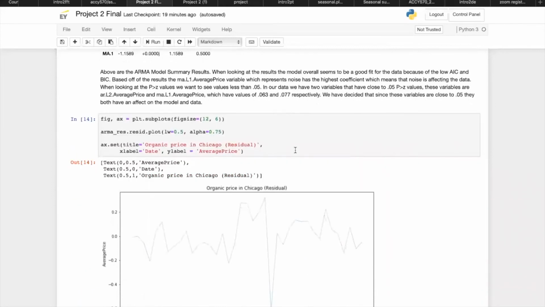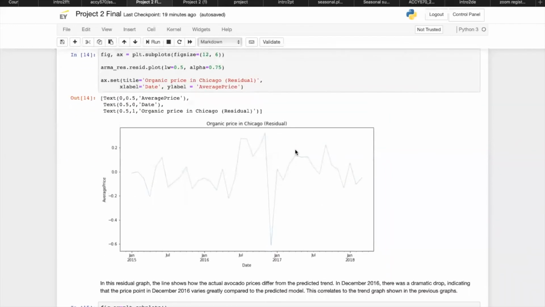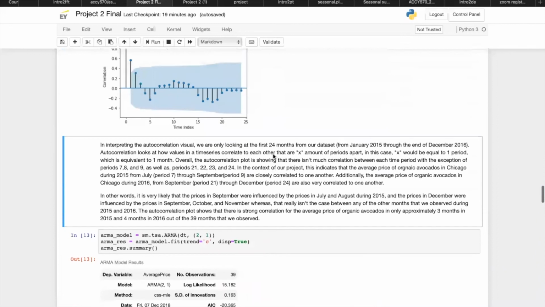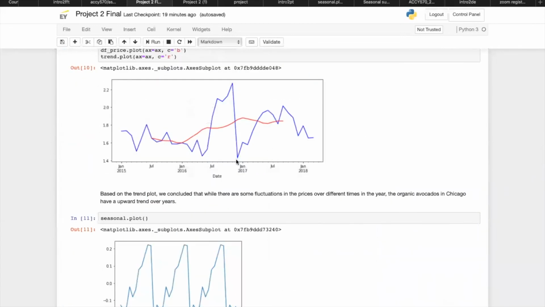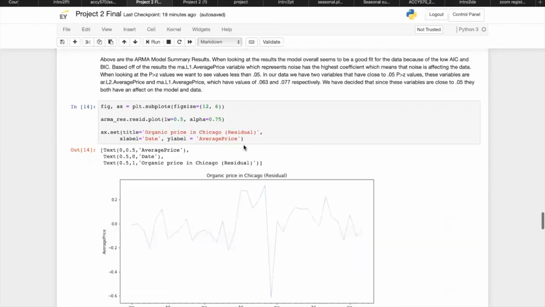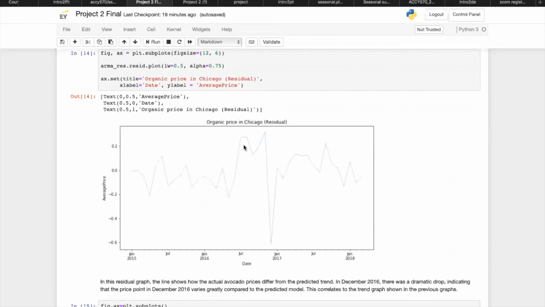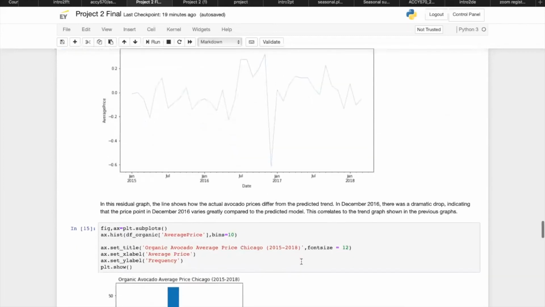Okay, so now I'm going to talk about a residual graph we got. Basically this residual graph shows us how the actual prices vary from the predicted prices. You can see there's a huge drop in December 2016. Basically, something happened in the market that caused it. This price drop actually correlates to the graph shown above right here. So both of these 2 graphs confirm that some contingency happened at the end of 2016.